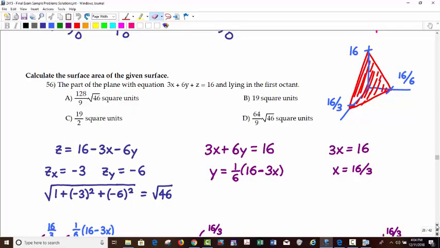Surface area, number 56. We're going to find the surface area of the part of that plane that's lying in the first octant. So let's see what we have. Now, I didn't write the surface area formula down there, but you're integrating the square root of 1 plus fx squared plus fy squared, or z, whatever.